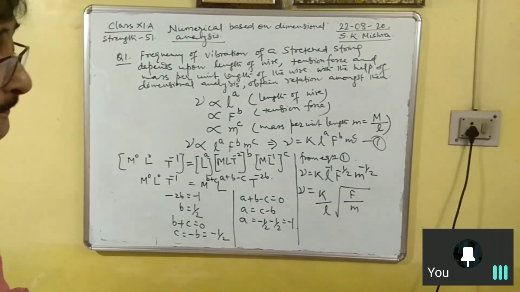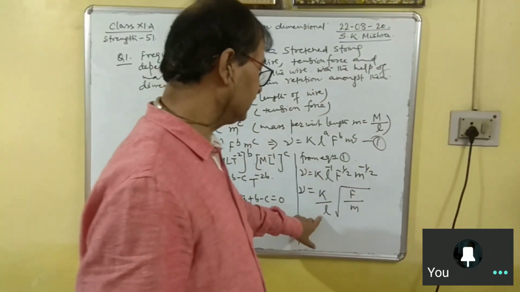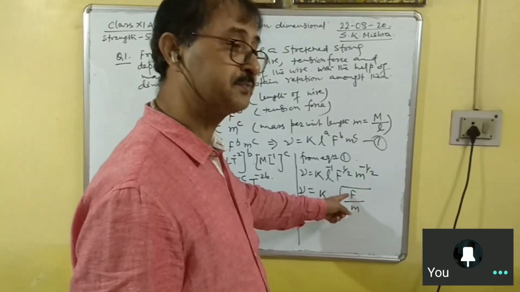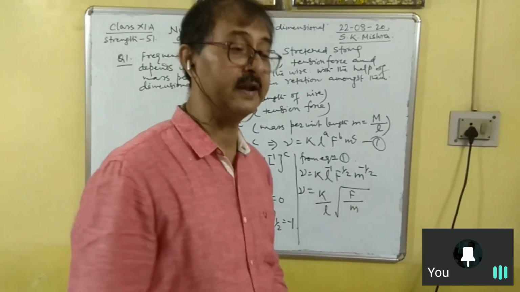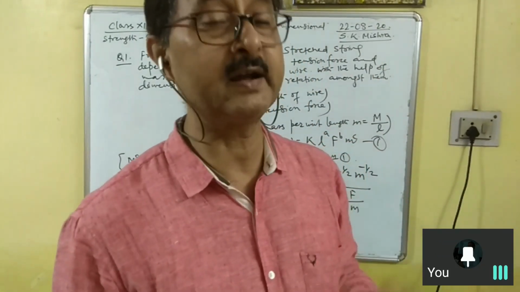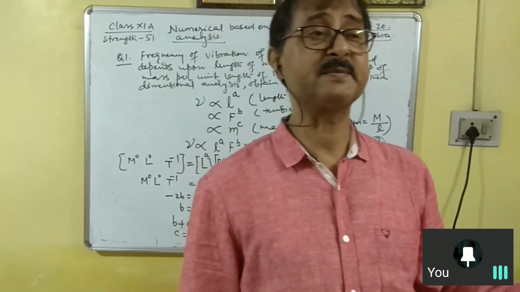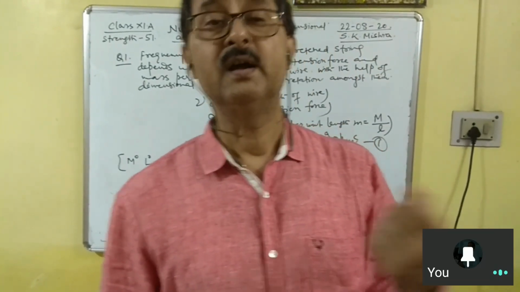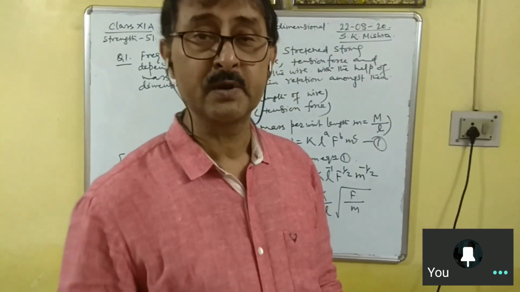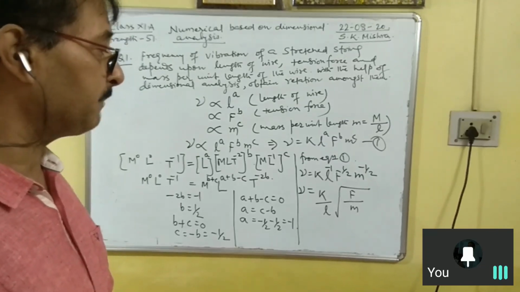That's why different wires in sitar and guitar have different lengths, and tension force in different wires are kept different. At the same time, mass per unit length. So some of the wires may be thin, some may be thick. Material of the wire also matters. If the wire is made up of copper, steel, or different material, then accordingly the mass per unit length will be different. So nu equals K by L under root F by M.